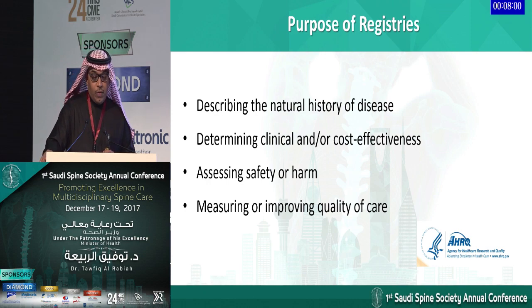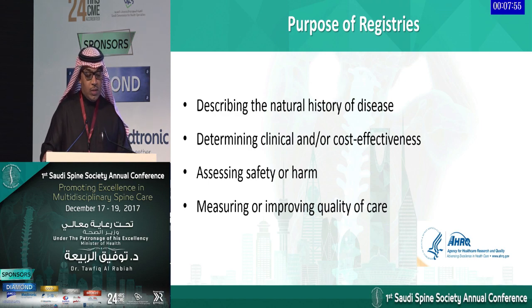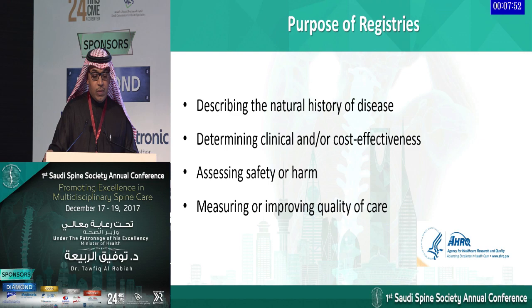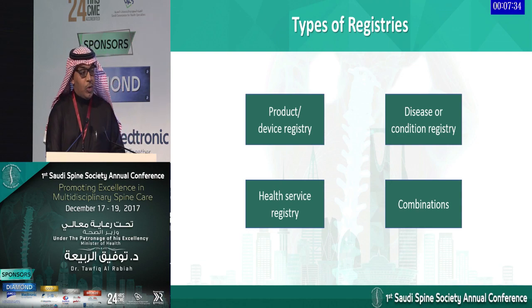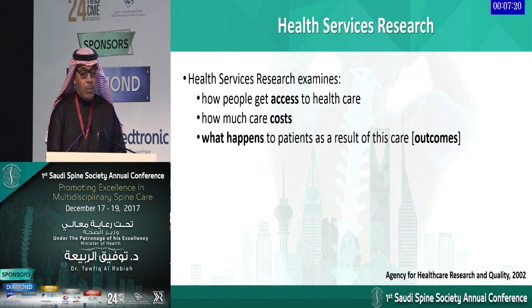What are the different purposes of registries? There are lots of purposes. These are the major ones. We use them to describe the natural history of disease. We use them to determine the clinical or cost effectiveness of interventions, as well as to assess the safety or harm for patients and to measure and improve the quality of care. There are different types of registries, especially if you are talking surgical devices, or we can have registries for a whole disease or condition, or more commonly used, health services research, which is basically assessing the whole effectiveness of procedures. What do you mean by health services research?